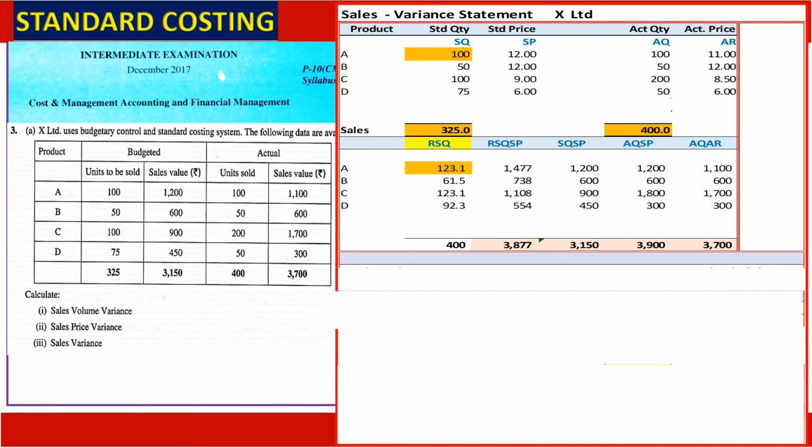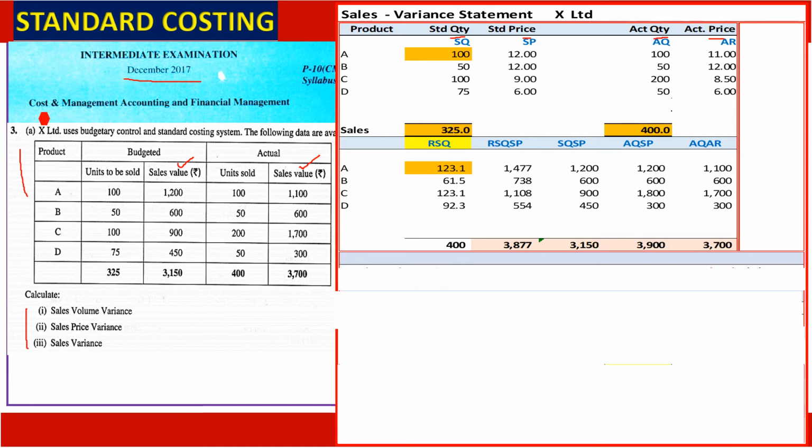This is an example from December 2017. The difference between this particular problem and the previous one of 2019 is that instead of giving the price, here they have given the sales value. For every working, what we need is quantity, standard, standard price, actual quantity, actual price. Here sales value for budgeted means it is standard quantity into standard price. It is only a matter of posting at the right place. Otherwise, it talks of similar items.